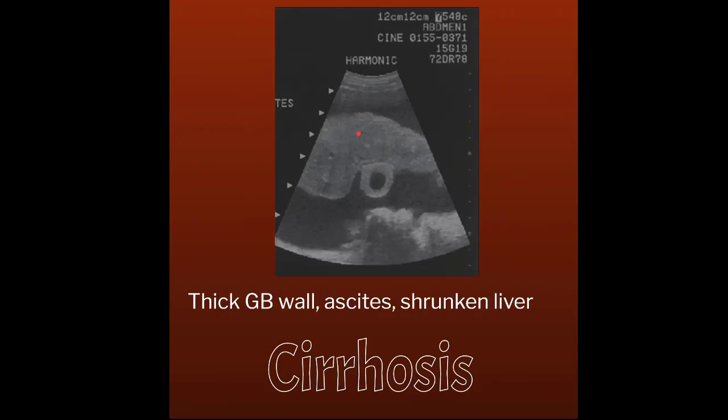Here we have another example of a shrunken right lobe of the liver. We can see those scalloped edges again. We can see that it's very echogenic. We have fluid surrounding, so that's the ascites. And as I had mentioned earlier, ascites is very irritating to the bowel and to the gallbladder. And so we'd start to see the gallbladder wall start to thicken up.